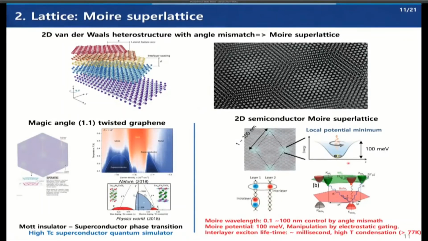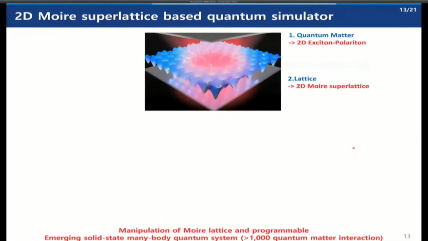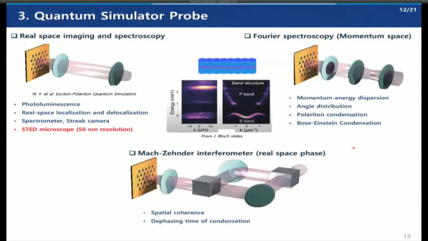Yeah, so this is a measurement method I mentioned before. With the gallium arsenide quantum simulator, we use real space imaging for the real space wave function distribution. If we use Fourier spectroscopy, we can also get the momentum energy dispersion. And if we set up a Mach-Zehnder interferometer, we can also get the phase information. This kind of measurement scheme is relatively easy.